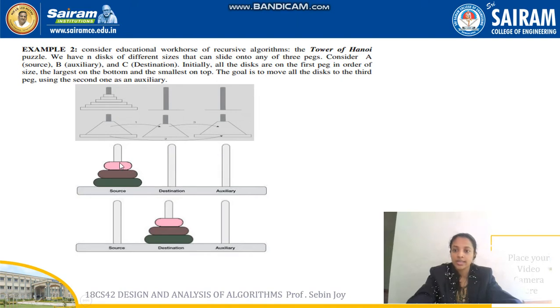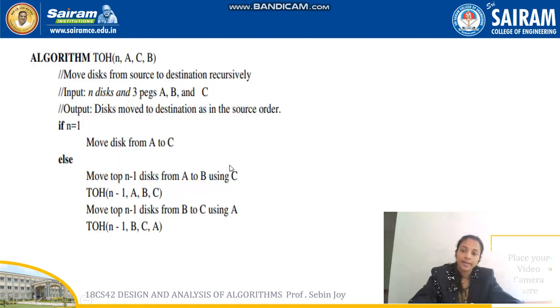So this is an example given. There are 3 needles: source, destination and auxiliary, which is a temporary one. You have to move all the discs from here to here by using this. And when you write this one, this is the algorithm for this.